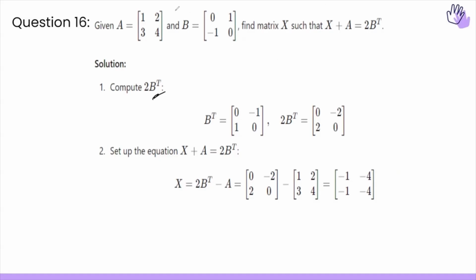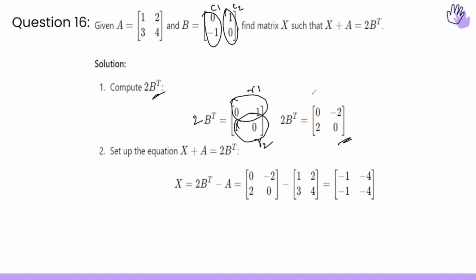How do you compute B transpose? Your column 1 in B will become row 1, and your column 2 in B will become row 2. Now you need to multiply every element by 2 so that you get 2B transpose. Now X plus A equals 2B transpose, so X will be basically 2B transpose minus A. So 0 minus 2, 2 0 minus 1, 2, 3, 4.